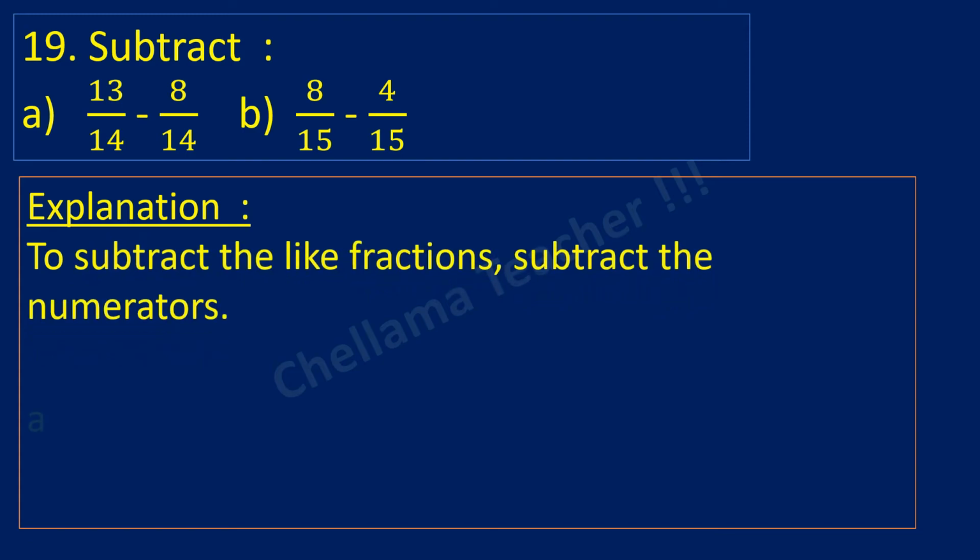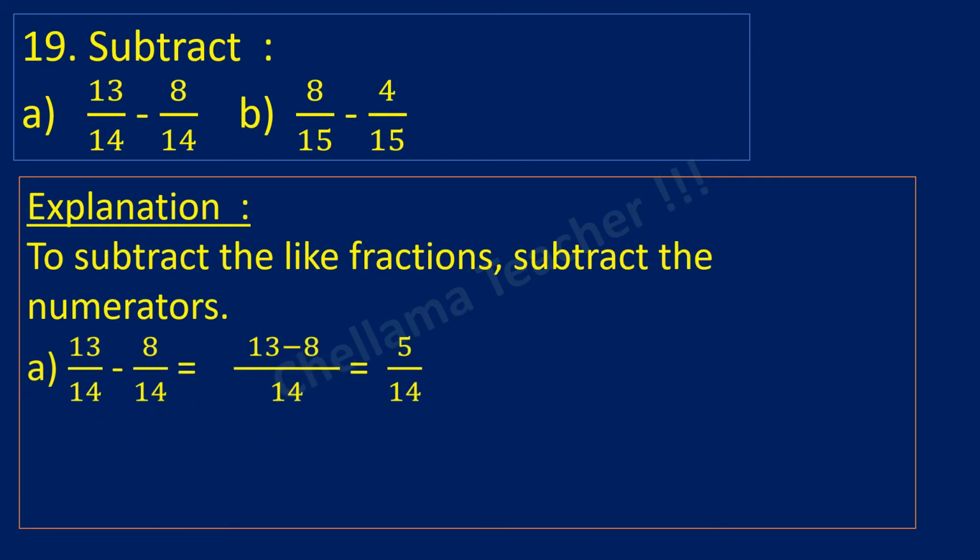Part A: 13/14 minus 8/14 is equal to (13 minus 8)/14, which is equal to 5/14. Part B: 8/15 minus 4/15 is equal to (8 minus 4)/15, which is equal to 4/15.